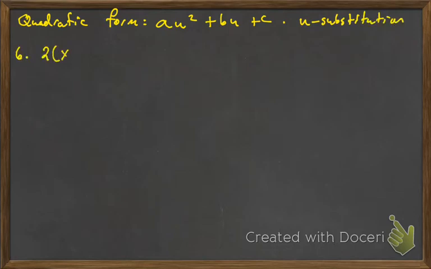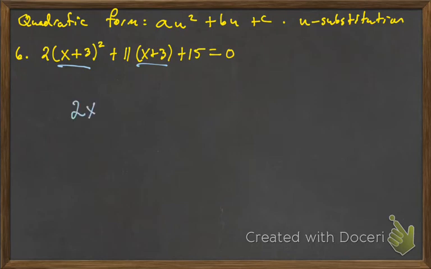So number 6 says 2 times the quantity x plus 3 quantity squared plus 11 times x plus 3 quantity plus 15 equals 0. So notice that you have the x plus 3 twice there. One of them squared. So this kind of looks like 2x squared plus 11x plus 15. It doesn't quite look like that because it's x plus 3 instead of just x. But that's going to help us out with the U substitution.